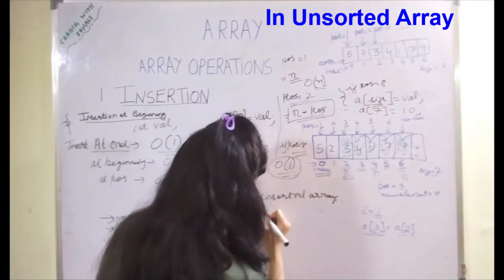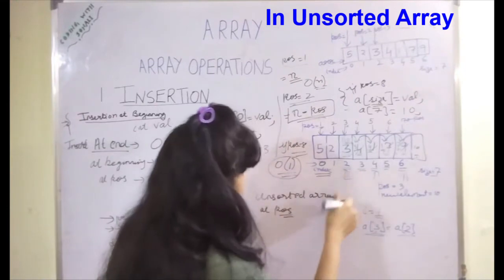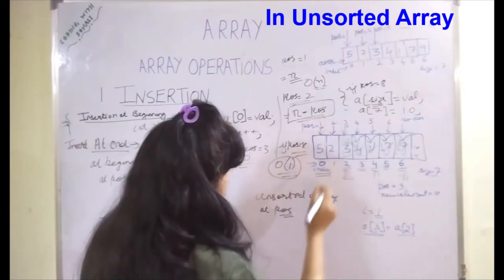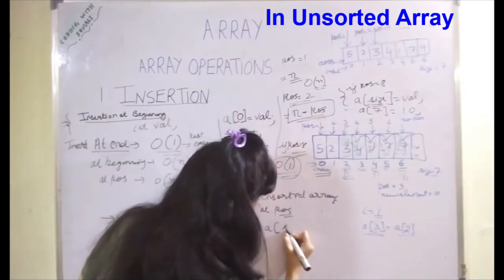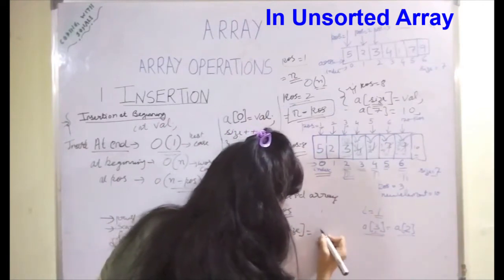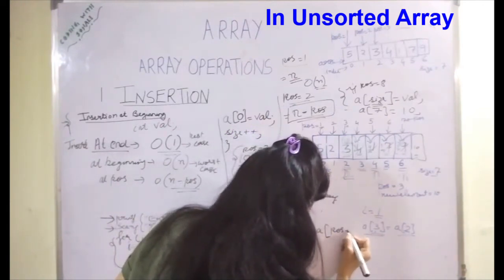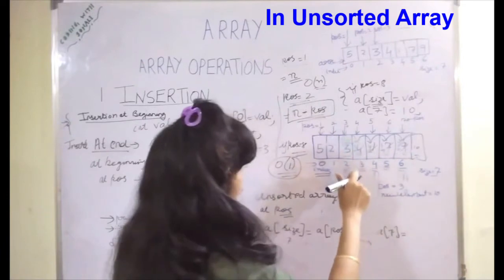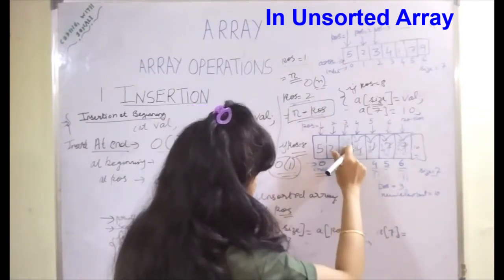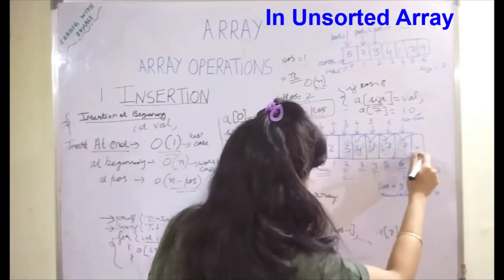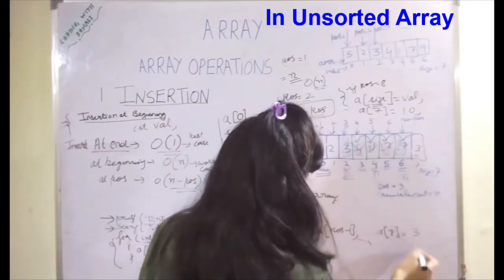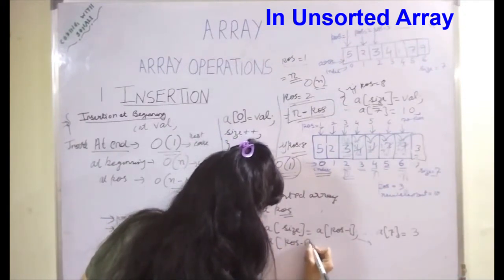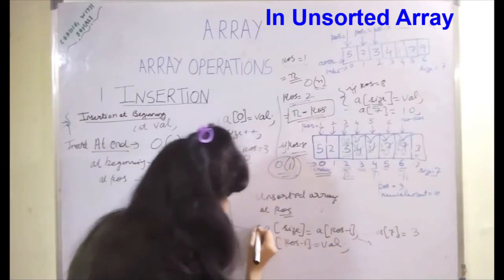For the unsorted array, at the position, the logic is that you will do the swapping, that is, the element which is present at that position. So A of size equals A of position minus 1. A of size is what? A of 7. A of position minus 1, so position minus 1, that is index, will be 2. Therefore we are storing this 3 here. At index 7 we are storing this 3, and then we can simply do A of position minus 1 equal to the new value. This piece of code we can do.